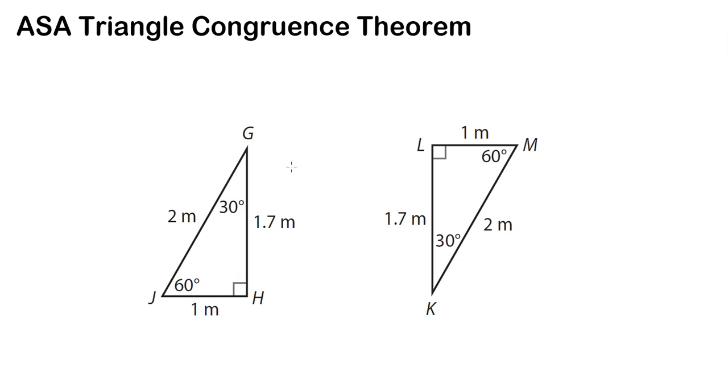So for example, here, if we looked at the angles first, we see that angle L and angle H are congruent. We see that angle J and angle M are congruent. And we see that angle G and angle K are congruent. So we know that all three pairs of corresponding angles are congruent. Now how about the corresponding sides?